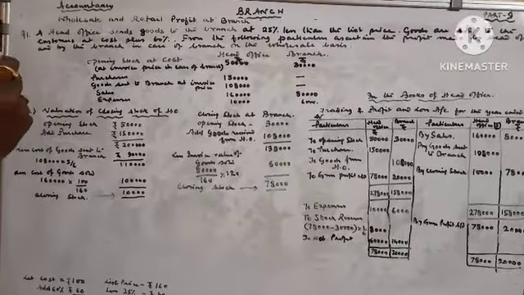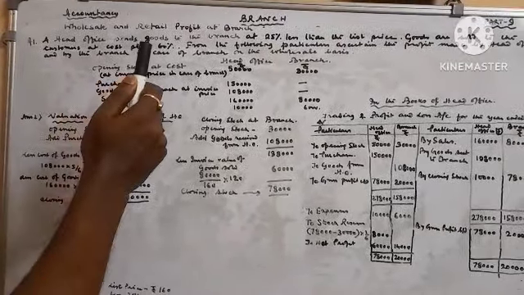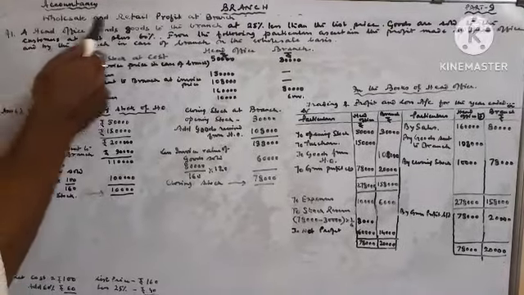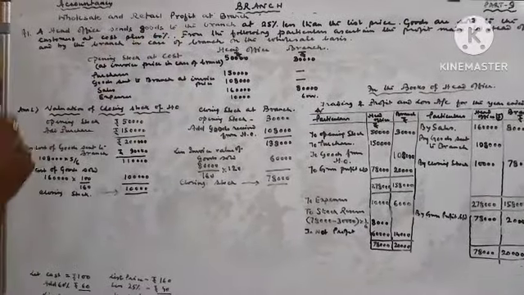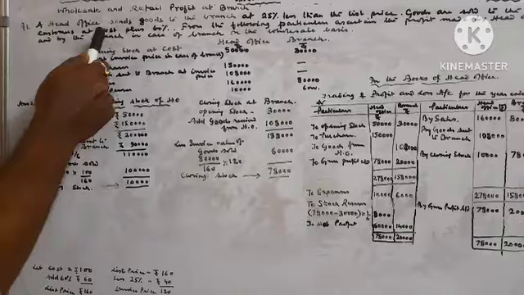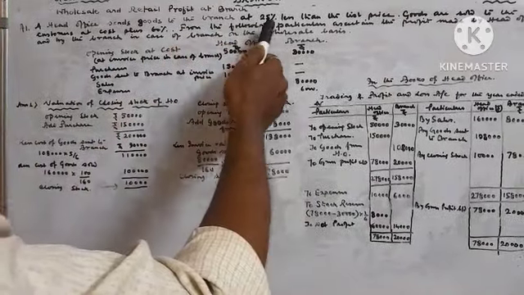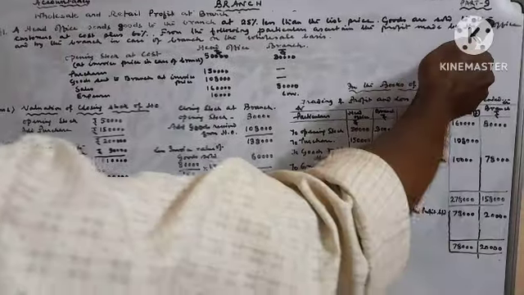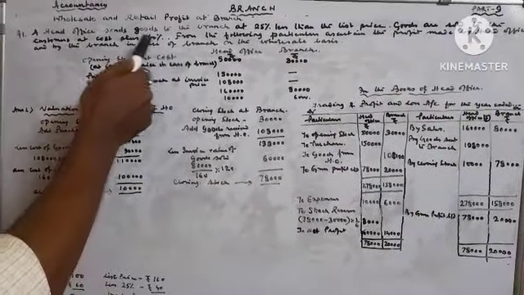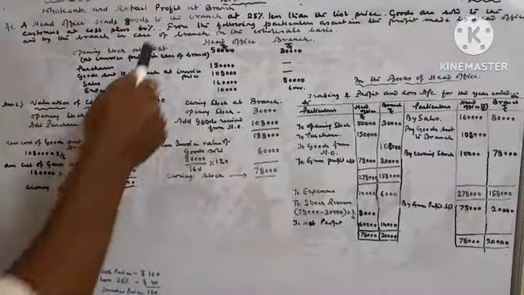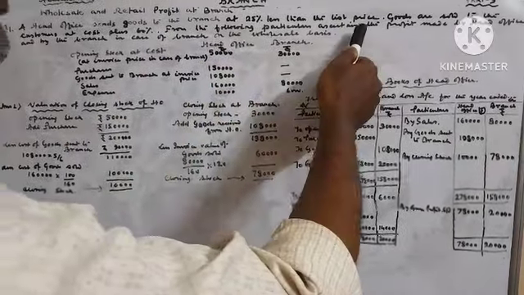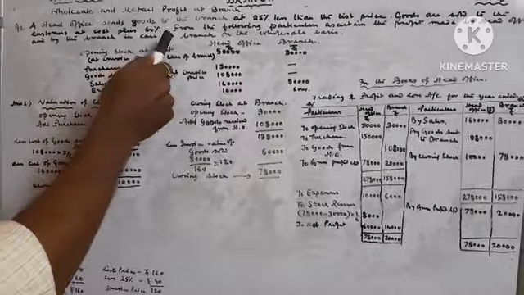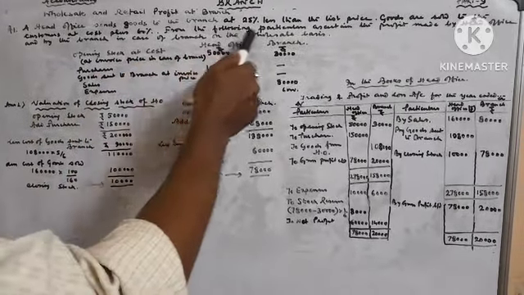Today's subject is accountancy, chapter Branch, part 9: wholesale and retail profit at branch. Question given. A head office sends goods to the branch at 25% less than the list price. Goods are sold to the customers at cost plus 60%. From the following particulars, ascertain the profit made by head office and by the branch in case of branch on the wholesale basis.